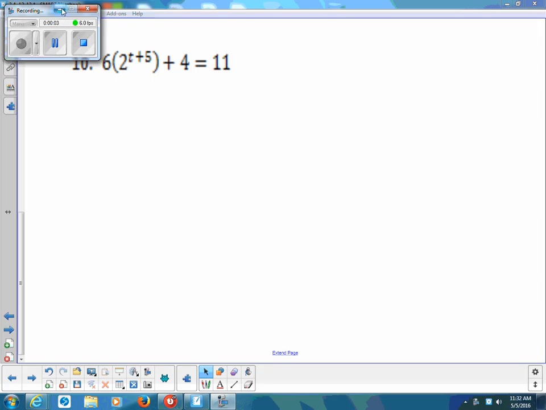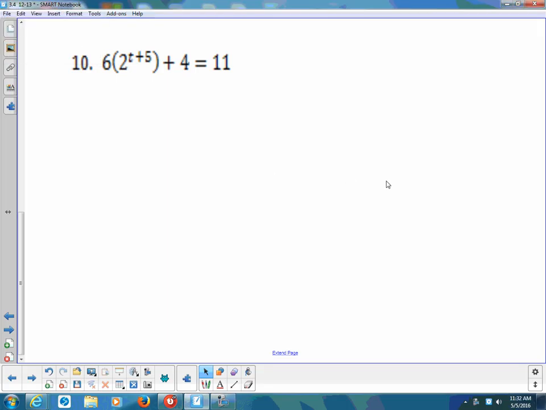We are continuing our look at section 3.4, exponential and logarithmic equations. And we are going to start by solving 6 times 2 raised to the t plus 5, plus 4 equals 11. We have to solve for t. We want to know what value t would make this equation true.